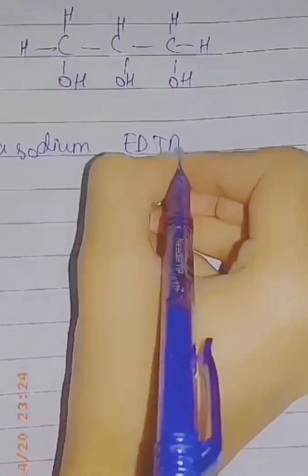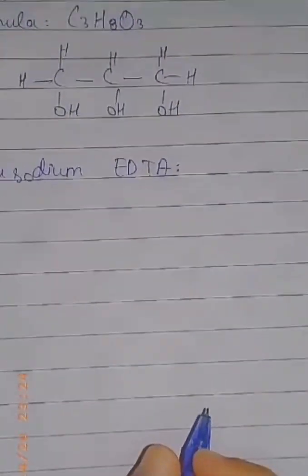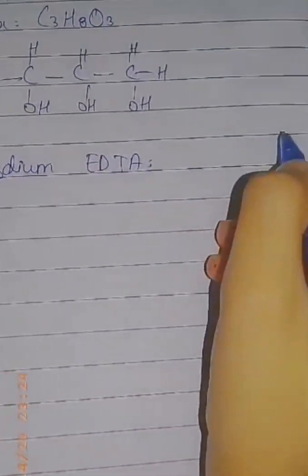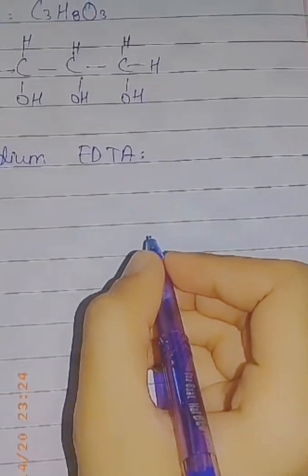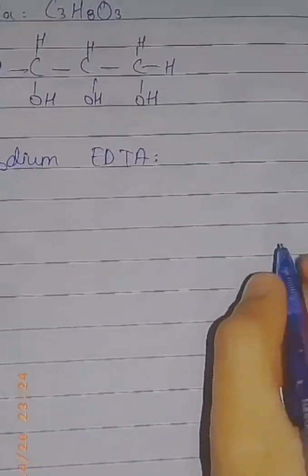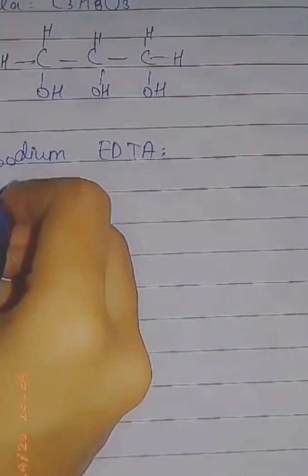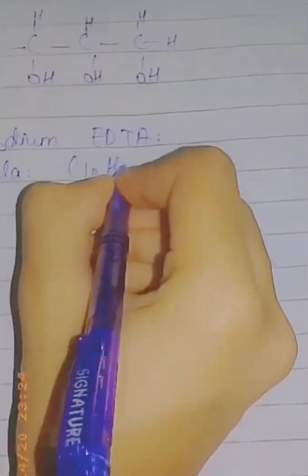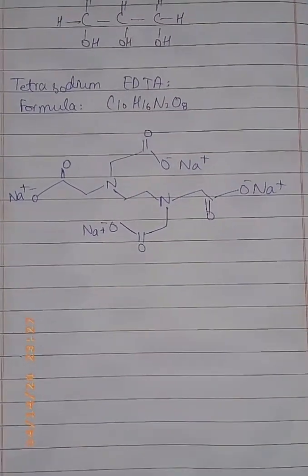Number 10 is tetrasodium EDTA. It is a salt resulting from neutralization of ethylenediaminetetraacetic acid with four sodium hydroxides, and it is a chemical used for both industrial and medical purposes. It is used as a chelating agent to decrease the reactivity of metal ions that may be present in a product, and its formula is C10H16N2O8. Here is its structure formula.